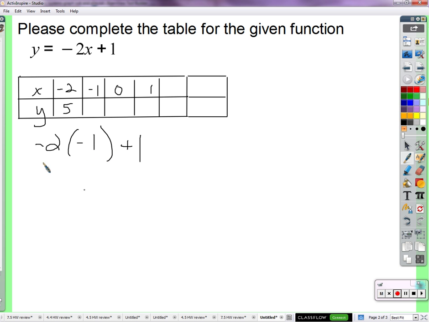You get a -1 in there now. -2 times -1 is +2. Plus 1 is 3. And we have a 3.